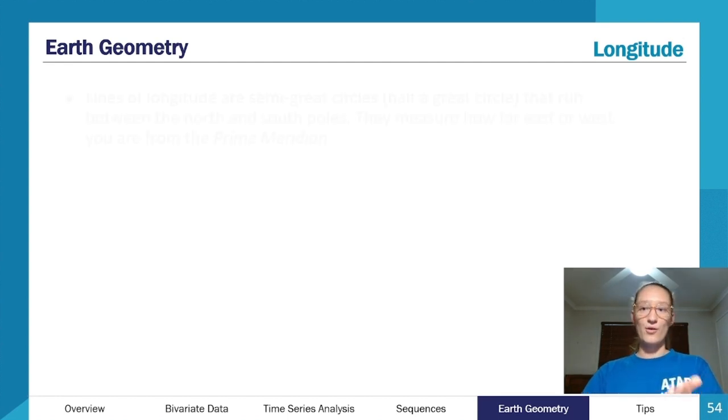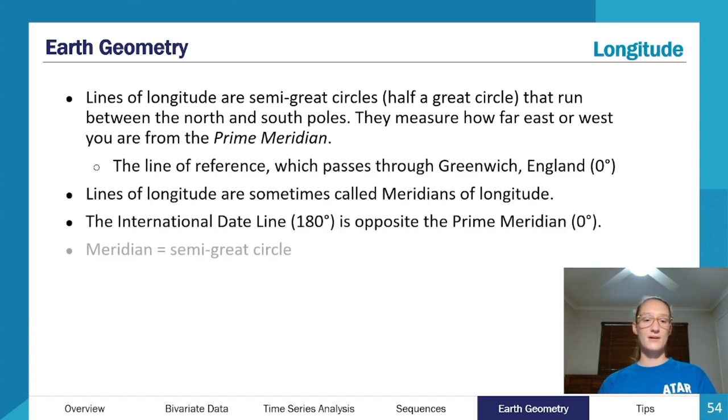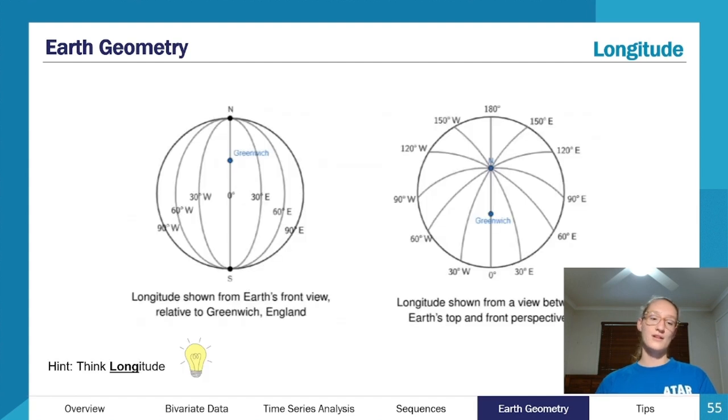And then the other side of the coin, we have our longitude value. So lines of longitude are semi-great circles. Let me pull up my visual. Oh, it's on the next slide. That's okay, we'll go back. So these are our lines of longitude, and they're called semi-great circles because they're only half circles. We've got this, and then there's a corresponding other half of the great circle on the other half of the Earth, but we're only really interested in this side. So you can see how all of our lines of longitude are semi-great circles.